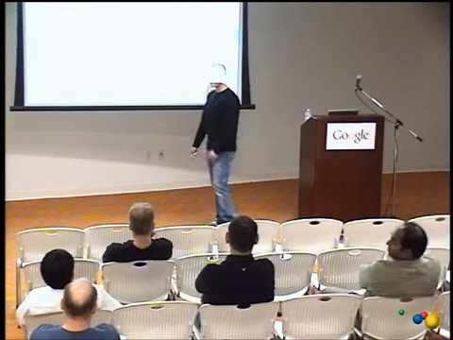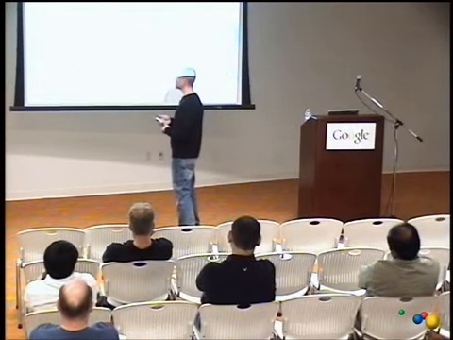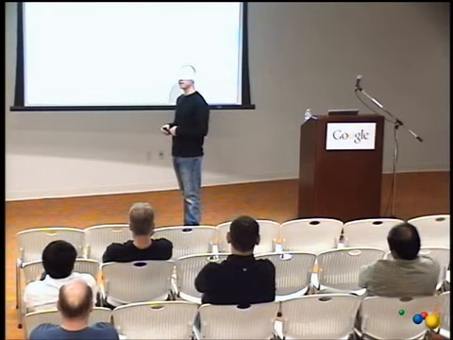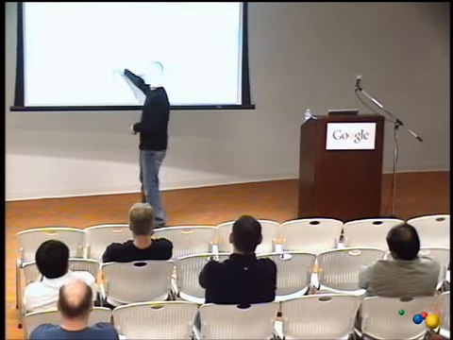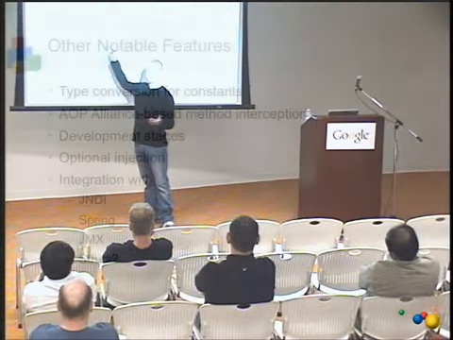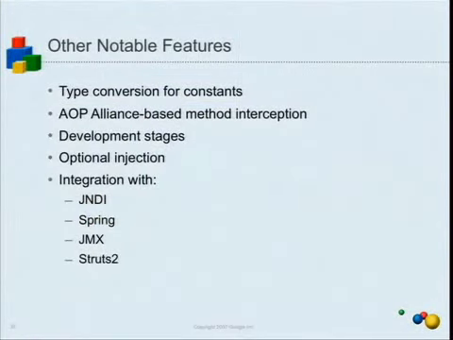Someone asked if Guice depends on all of these things, and the answer is no. Guice is broken down into separate modules, so you can take what you need. The JNDI one is in the core Guice because JNDI is in the core JDK already. But the Spring one is just a separate jar that you can include if you want to use that. Same with Struts 2. JMX is in the core jar also.